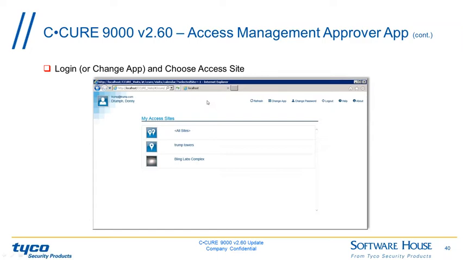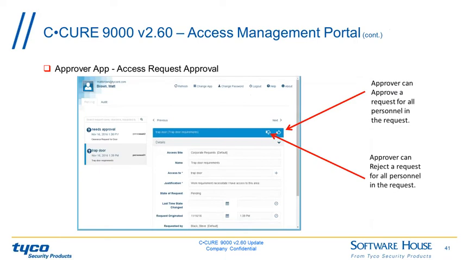From the approver side, again, when you log in, you're going to pick an access site. And then you're going to see a list of the requests that you are eligible to approve or deny. So the approver can approve the request for all personnel, or they can reject the request for all personnel. That's a blanket choice. You can't go into the list of personnel and pick and choose. Okay?